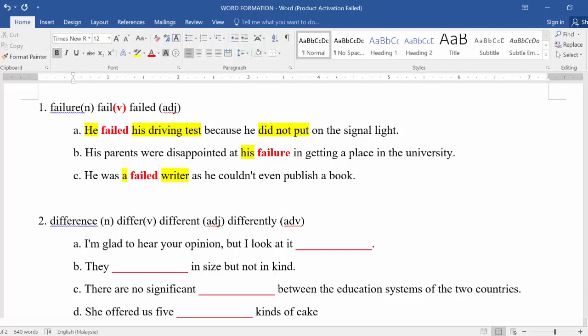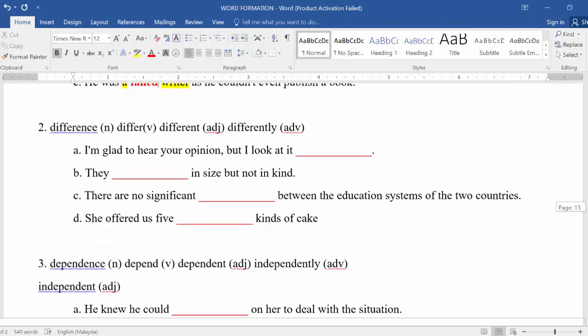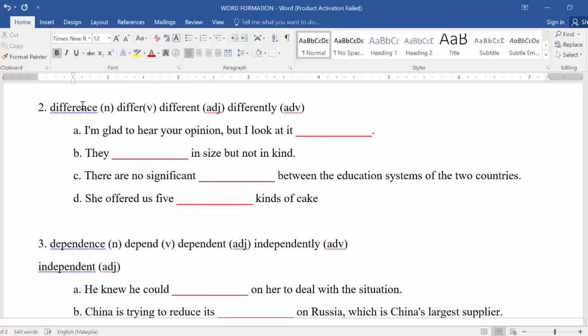Okay, look at question 2. Question 2 here, we have 1, 2, 3, and 4 words. Difference, differ, different, and differently. Okay, look at the first one. Difference. Difference here is a noun. Difference means the quality of being different. For example, the differences between Ali and Siti are their height and their gender. So the differences are the height and the gender. What are different between them? Those are the differences, the difference.